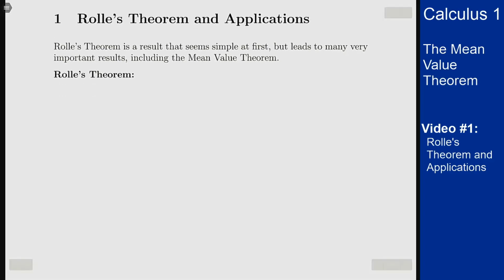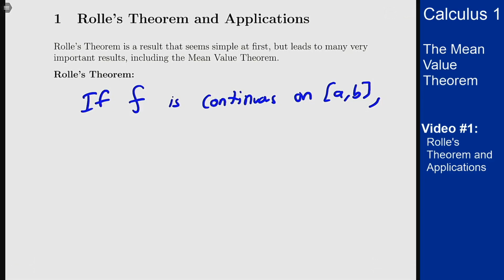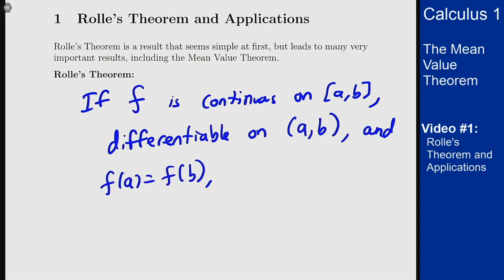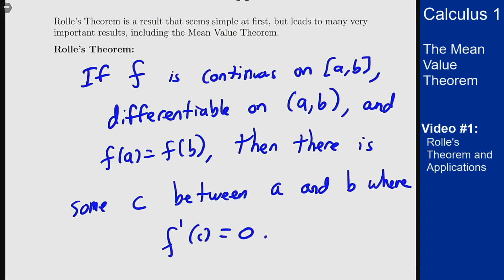So what does Rolle's theorem say? Well, Rolle's theorem says that if I have a function f, and this function is continuous on some closed interval, if it's differentiable on the open interval between them, and the values at a and b are the same, then there must be some point between a and b where the derivative of f is 0. It doesn't say there's not more than one, but there is at least one point c between a and b where this derivative is 0.